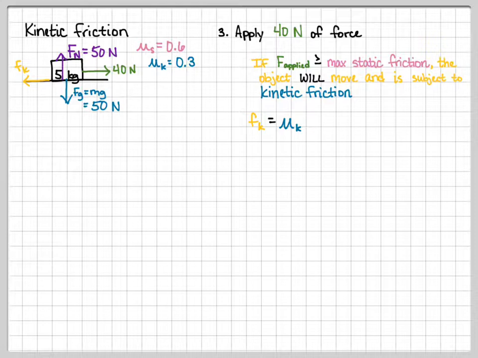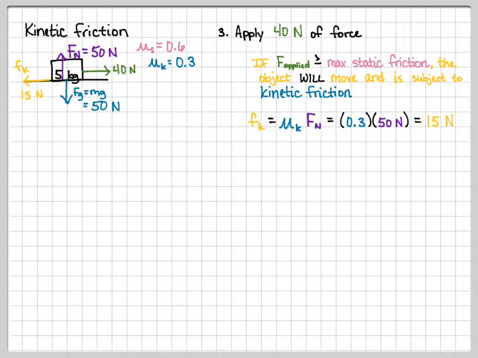Kinetic friction is always less than static friction. I just picked a number. We'll usually give you a number or ask you to solve for this number. So 0.3. And then my coefficient of friction times my normal force. I'm plugging in my numbers. 0.3 times 50 newtons, I get 15 newtons. So I have 15 newtons pointing to the left due to kinetic friction.